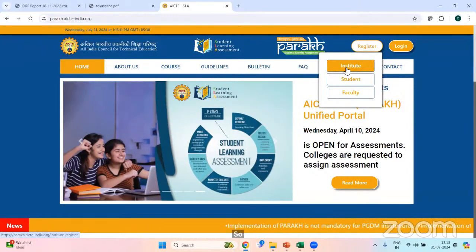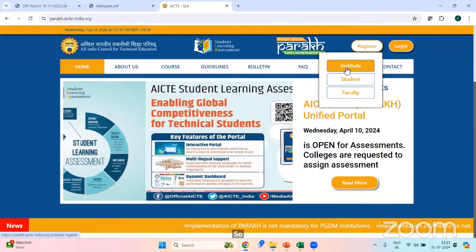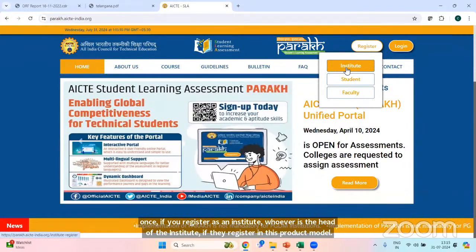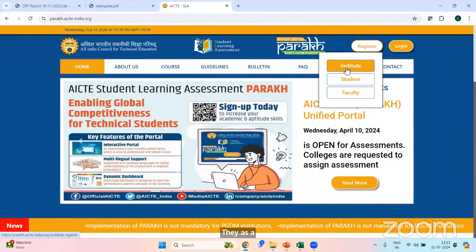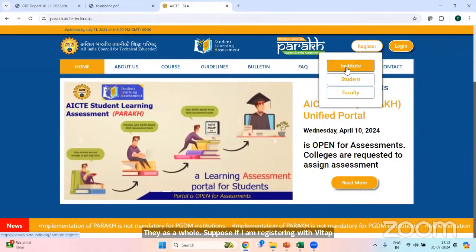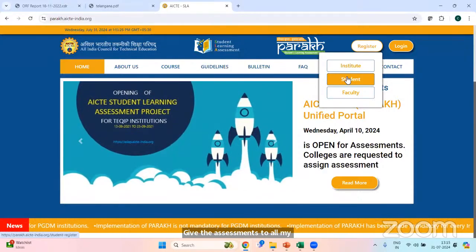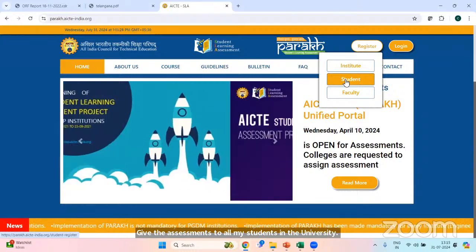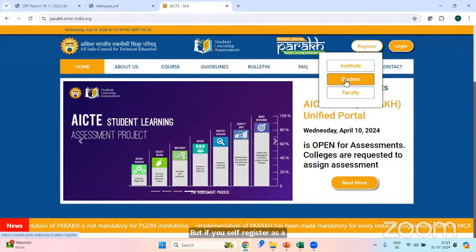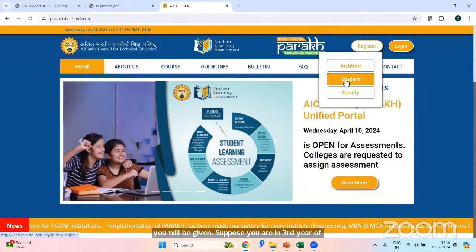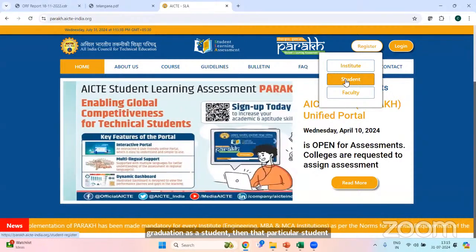Parak model, they as a whole, suppose if I am registering with VITAP University, what happens is I will have the liberty to give the assessments to all my students in the university. But if you self register as a student or a faculty, then suppose you are in third year of your graduation as a student, then that particular student can register as a third year student. Maybe he is from electrical engineering.